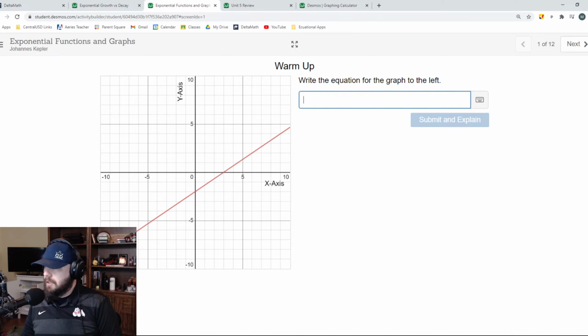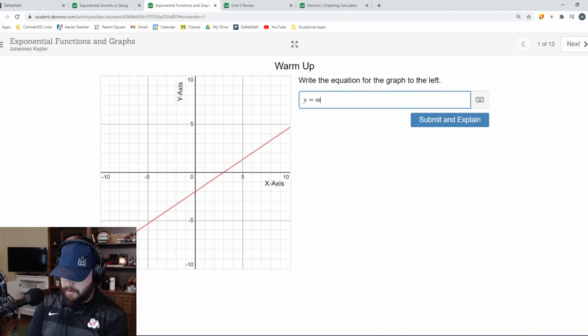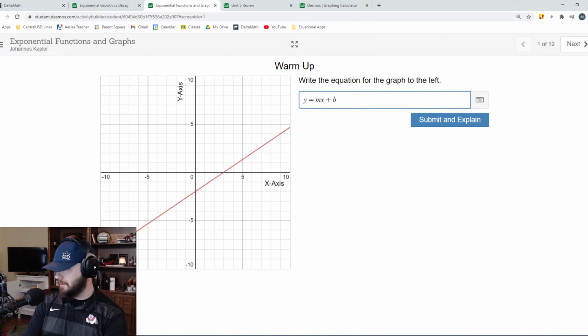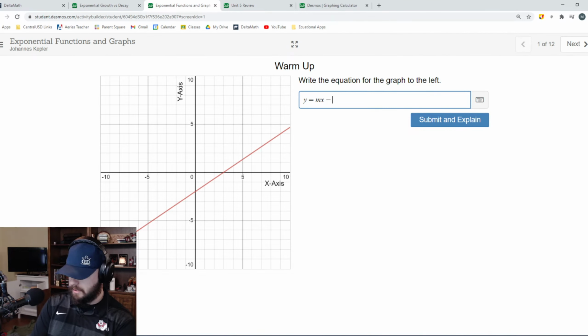So again, this is a linear function. It's a line. We want to start with our y-intercept. The easiest way to do this is to use our slope-intercept form, because if we can find the y-intercept and our slope, we have our equation. So we have y = mx + b. Our y-intercept is going to be -2. See how I'm crossing right here at (0, -2). So I'm going to change this plus b to -2.